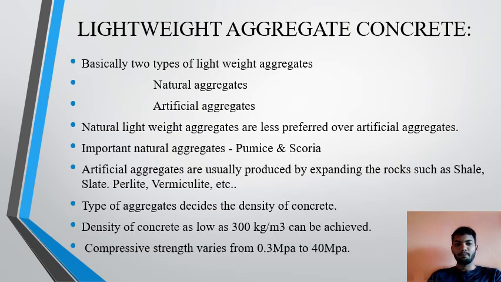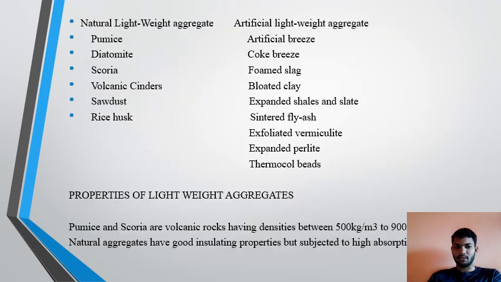insulators inside the building. Lightweight aggregate concrete is basically of two types: natural aggregate and artificial aggregate. In natural aggregates, wet aggregates are less performing than the artificial aggregates. Important natural aggregates are pumice and scoria. Artificial aggregates are usually produced by expanding rocks such as shales, slates, perlite, vermiculite, etc. The type of aggregate decides the density of the concrete. A density of concrete lower than 300 kilograms per cubic meter can be achieved. Compressive strength varies from 0.3 megapascal to 40 megapascal.